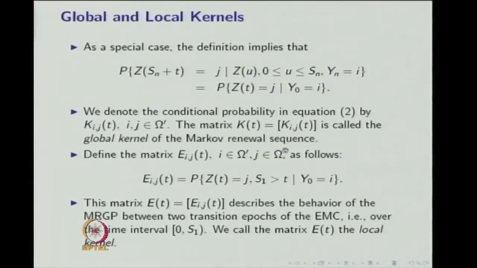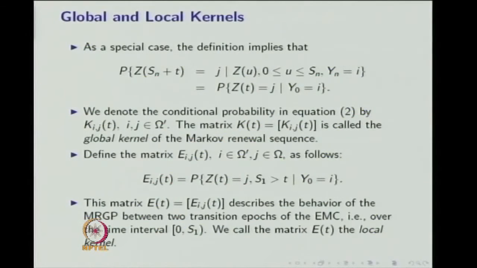Now, we are going to discuss the local kernel. That is also a matrix that consists of E of i comma j of t, where i belongs to omega dash and j belongs to omega. Omega dash means the collection of states at which the time transitions of the system satisfy the Markov property at those time instants. Those states form omega dash, which is a subset of omega.